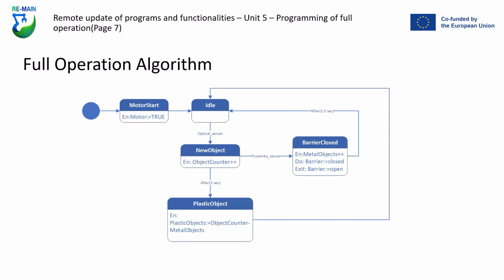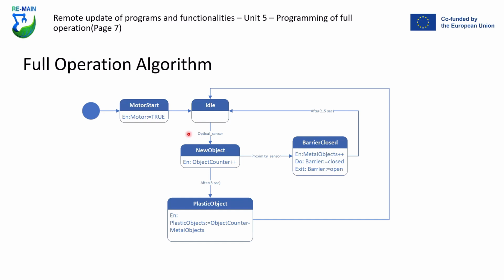Before implementing the algorithm, we have modeled it with the help of a state transition diagram. Based on this state transition diagram, I will also explain how the algorithm works. At the beginning of the operation, the conveyor belt motor is started. Afterwards, the system waits for the first object to appear on the belt. Presence of an object on the belt is first observed by the optical sensor.